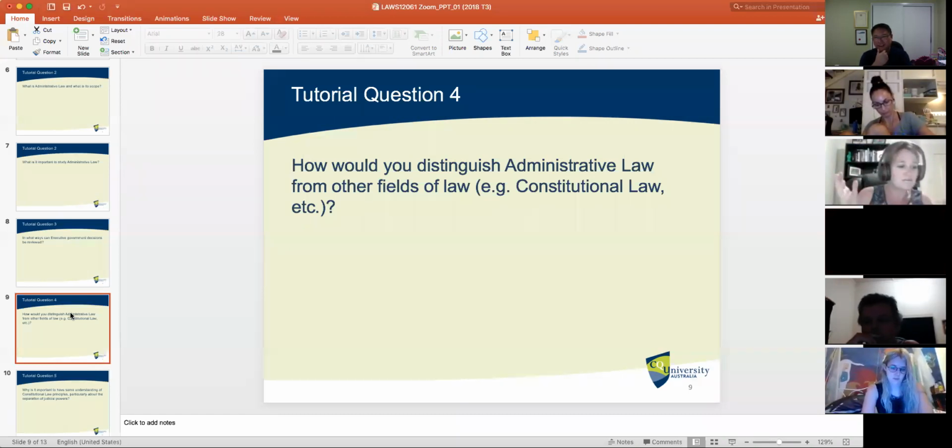For example, criminal law, you would have the Crown, and then you would have a defendant, and then the criminal law in the middle. And each set of law would be slightly different. Very good. Thank you, Sarah.